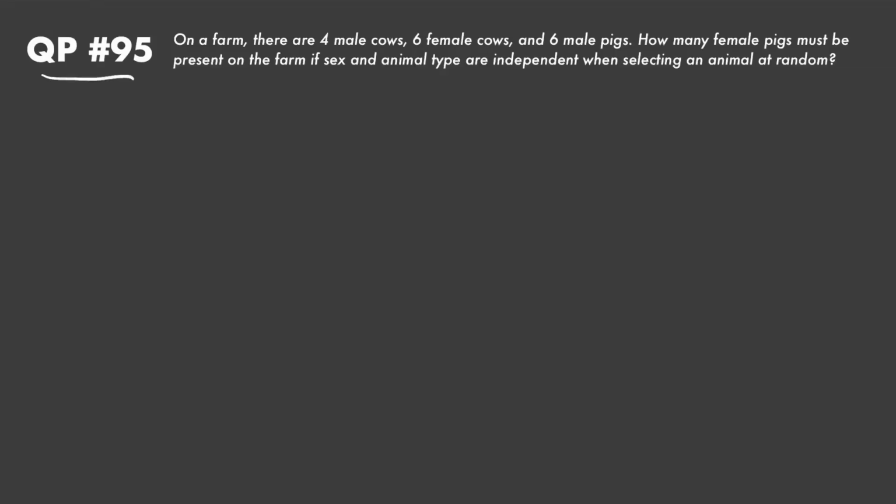Hello everyone, today let's take a look at QP95 where we have a farm, 4 male cows and 6 female cows, and then 6 male pigs. So it's asking us how many female pigs must be present on the farm if sex and animal type are independent when selecting an animal at random.